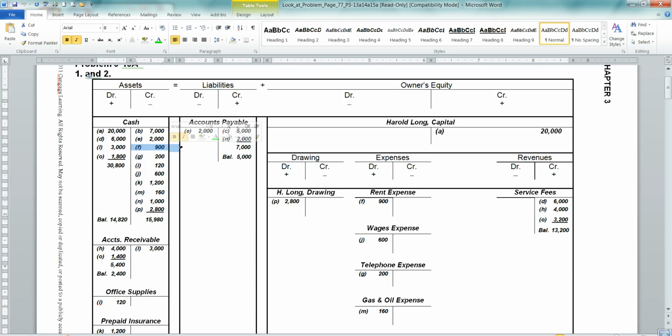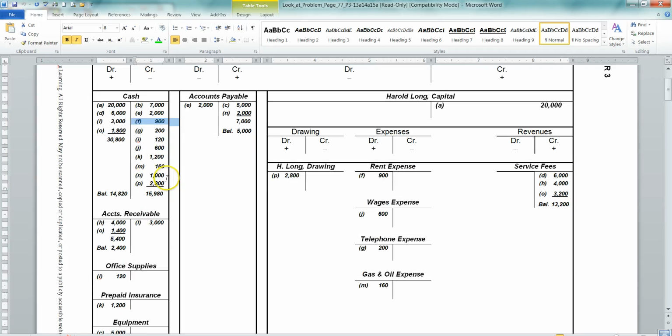Earned revenue on account for $4,000. It means that they have not yet paid us. So we're going to debit accounts receivable and credit our services because they've promised to pay us. Purchase office supplies for cash, $121. So we're going to debit our office supplies, and decrease our cash with a credit.